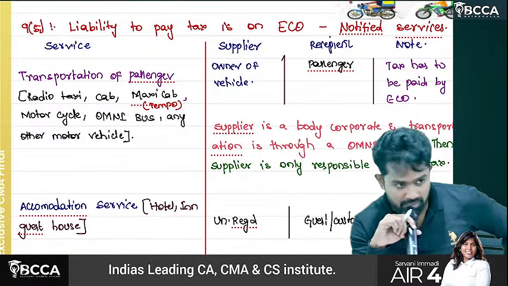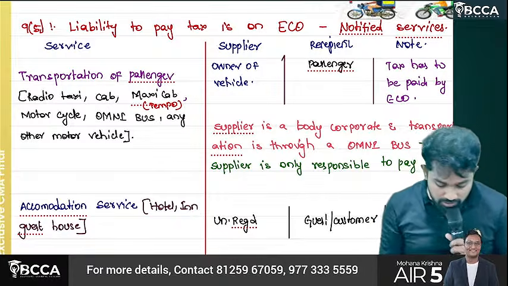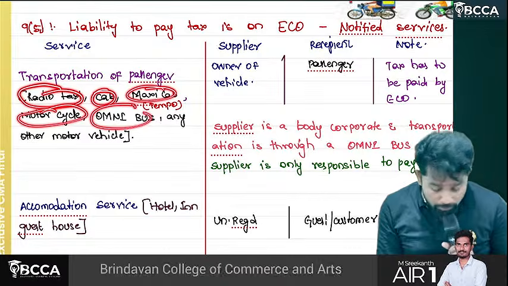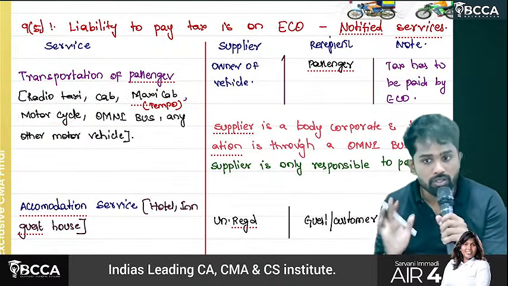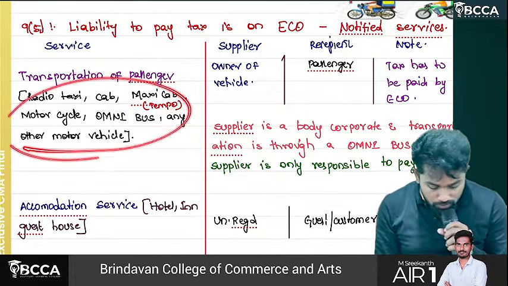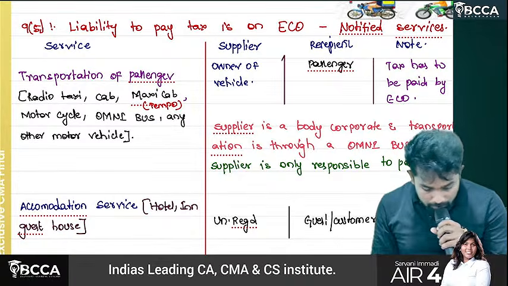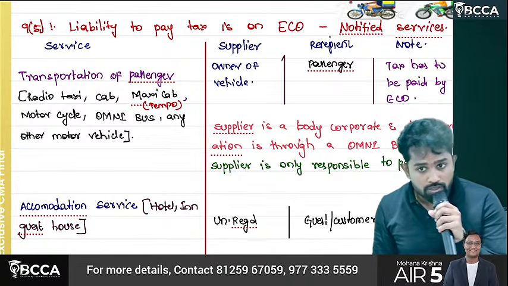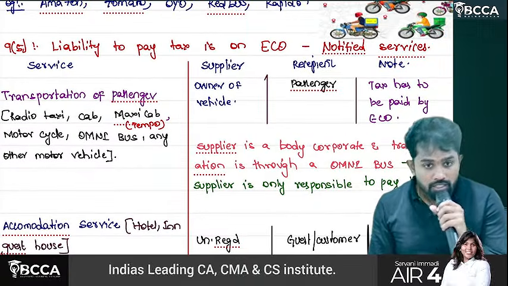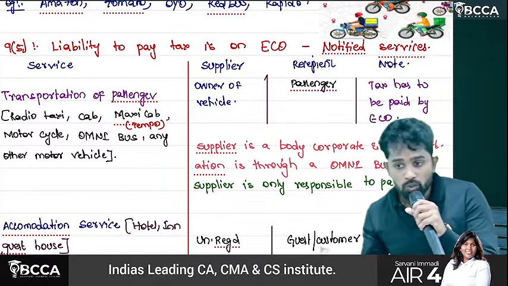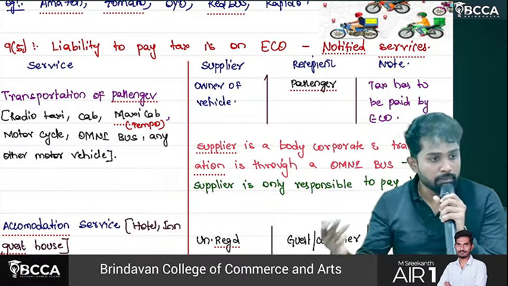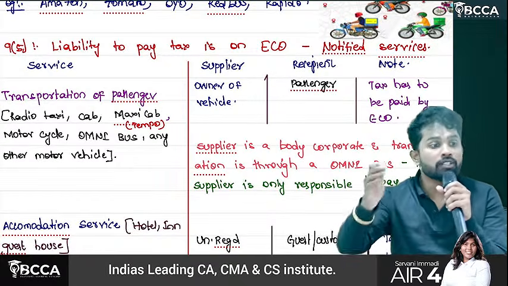So all those are related to transportation of passengers. Transportation of passengers using radio taxi, cab, maxi cab, motorcycle, omnibus. Sir, omnibus, the normal buses only we call them as omnibus, or any other motor vehicle. Radio taxi, cab, maxi cab, motorcycle, omnibus, or any other motor vehicle transportation is being provided. Then neither the supplier nor the recipient, who has to pay the tax, sir? ECO has to pay the tax. That means Abhibus, Redbus people or Rapido, Ola, Uber, they have to pay the tax.